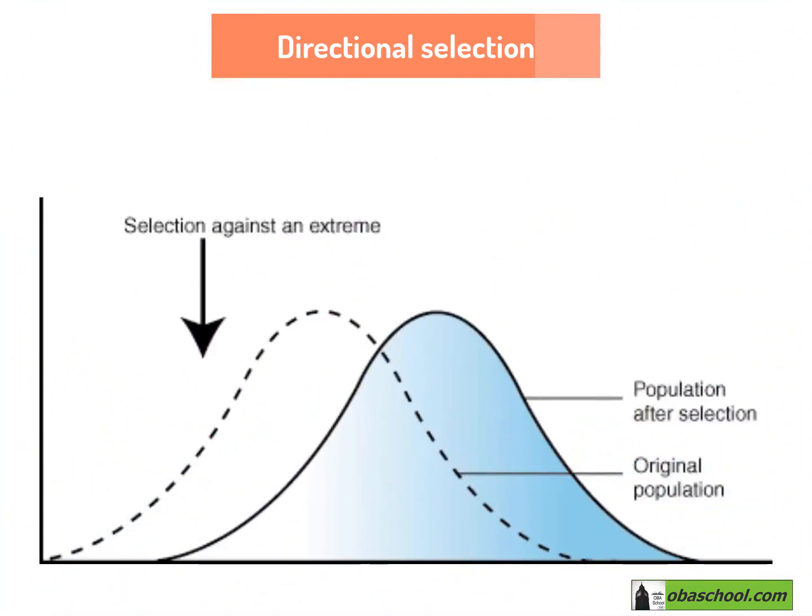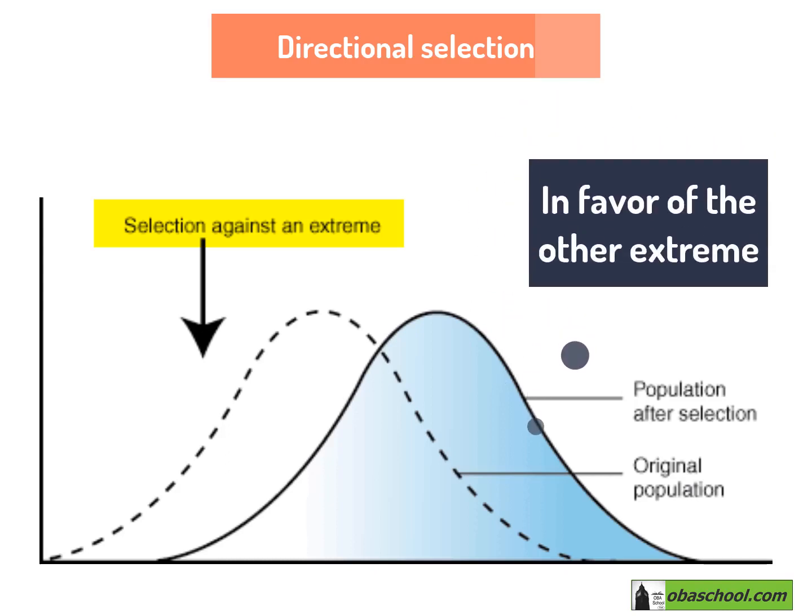Therefore, we can conclude that directional selection results in one extreme of a range of variation being selected against in favor of the other extreme, or even the average.